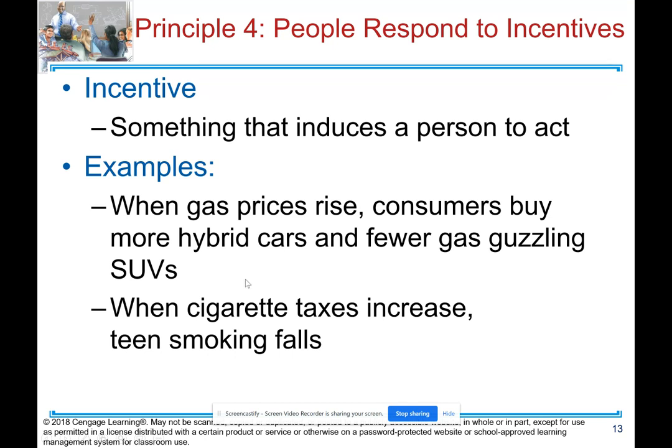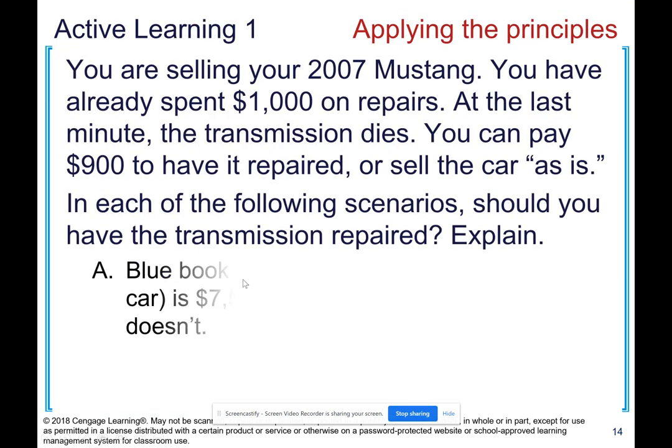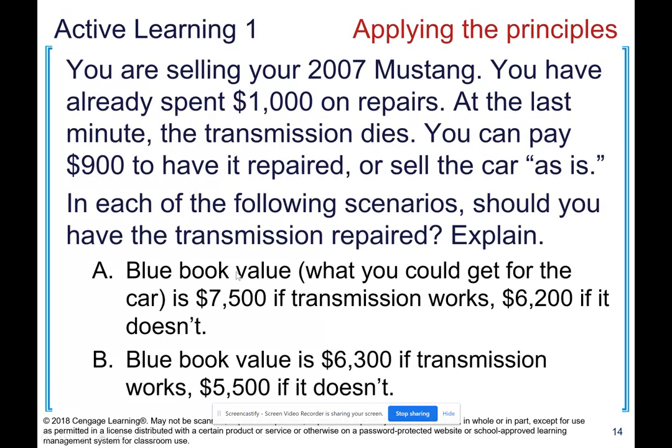Principle number four, people respond to incentive. We change our behavior in response to incentives. Let's look at an example, an active learning example to apply these principles.